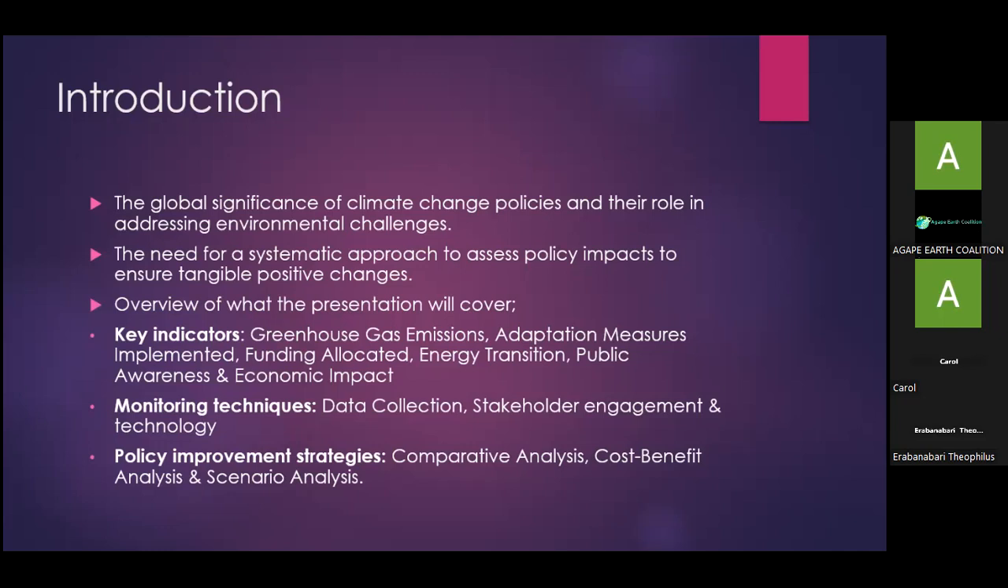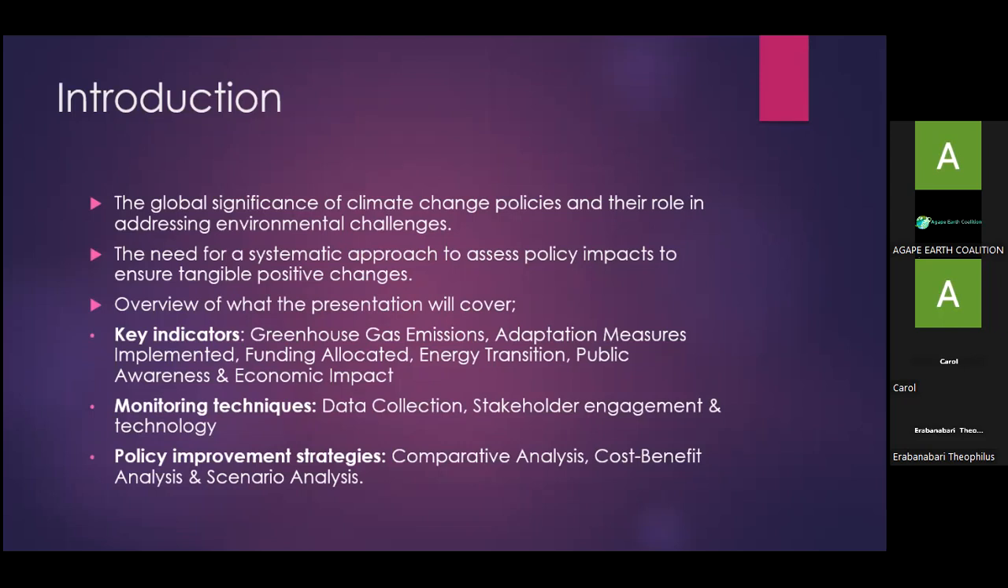This signifies the global significance of climate change policies and their role in addressing environmental challenges. As we are attending these conferences, what do these policies mean for our daily lives? The need for a systematic approach to assess policy impacts to ensure tangible positive changes, making sure that we are using the same approach on assessing the impacts that these policies have on our daily lives, and if they're actually bringing about positive changes, or we are just meeting year in, year out without any positive changes going on in our lives. That is subjective to each country. So I will leave that one out.